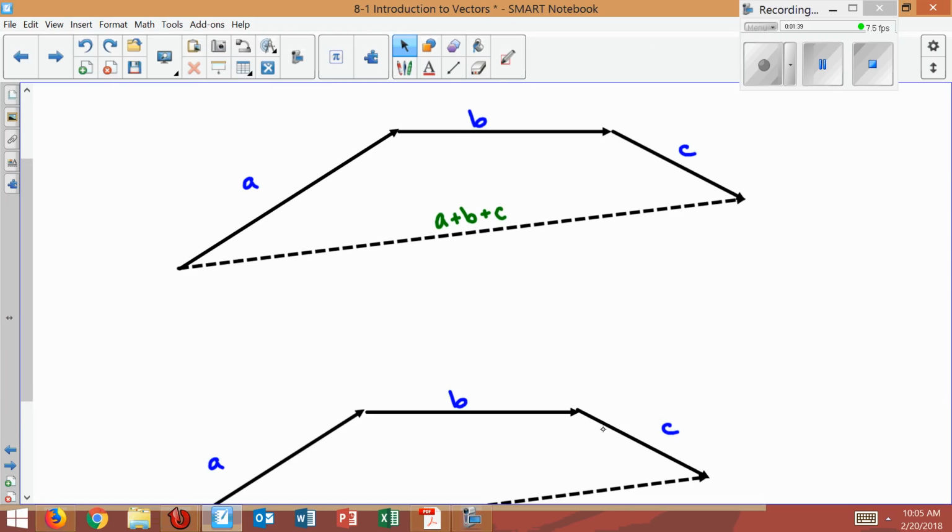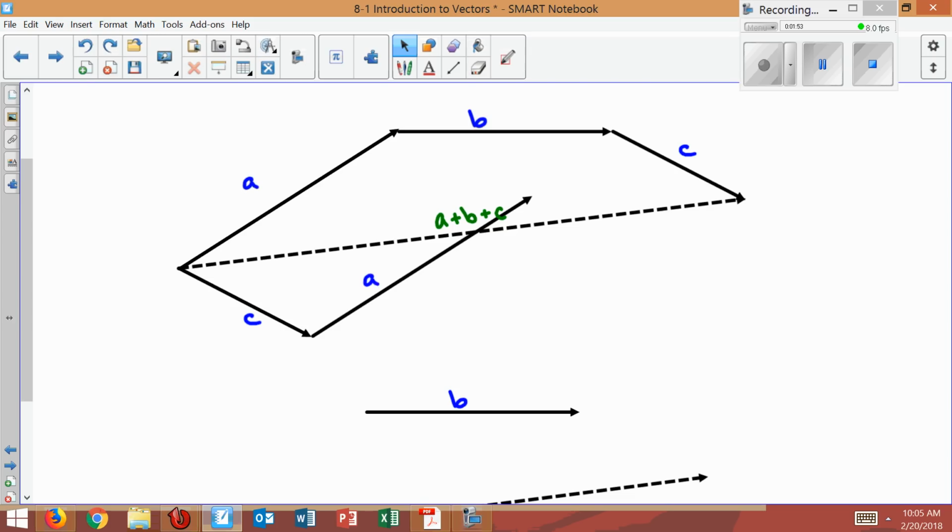Now let me show you what I have here. If I took the same vectors, I have them added like this, but if I went a different order, let's say I started with C, and then I added A to that, and then I added B. Look what happens. You still get the same resultant vector. A plus B plus C is the same thing as C plus A plus B.